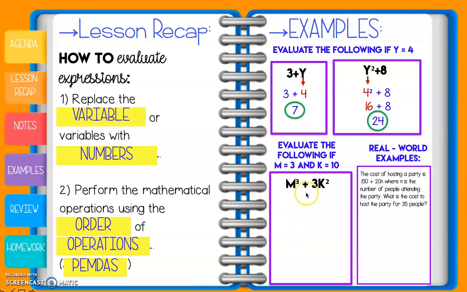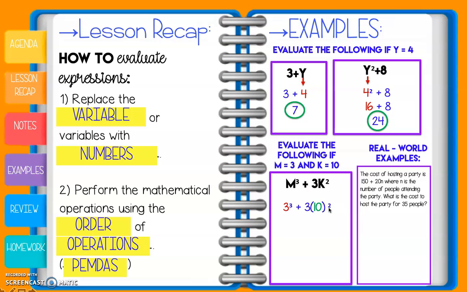Okay, all right, let's look at this one. We're going to throw in 2 different variables, make it just a smidge harder. It says evaluate the following if m equals 3 and k equals 10. So everywhere I see an m, I'm going to put a 3, and everywhere I see a k, I'm going to put a 10. So instead of m to the third, we're going to put 3 to the third. Plus, instead of 3k, I'm going to have 3 times 10, because we know a number right next to a variable means multiplication. So we have 3 times 10 squared.